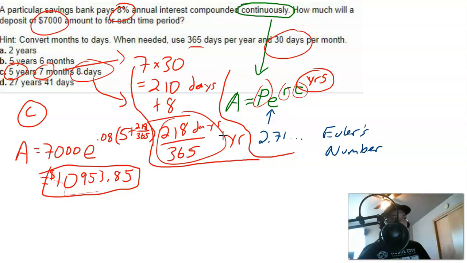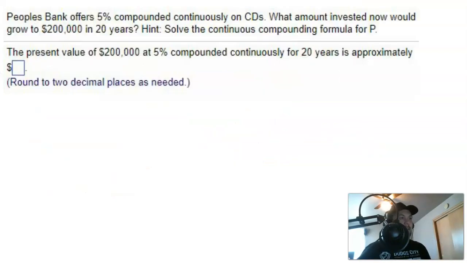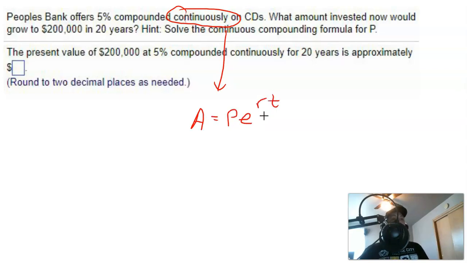All right, so I'm already over an hour. Let's move on to this next example and get this video over with. So People's Bank offers 5% compounded continuously on CDs. So again, compounded continuously means I got to use this formula here. A equals PE to the RT. What amount invested now would grow to $200,000 in 20 years?